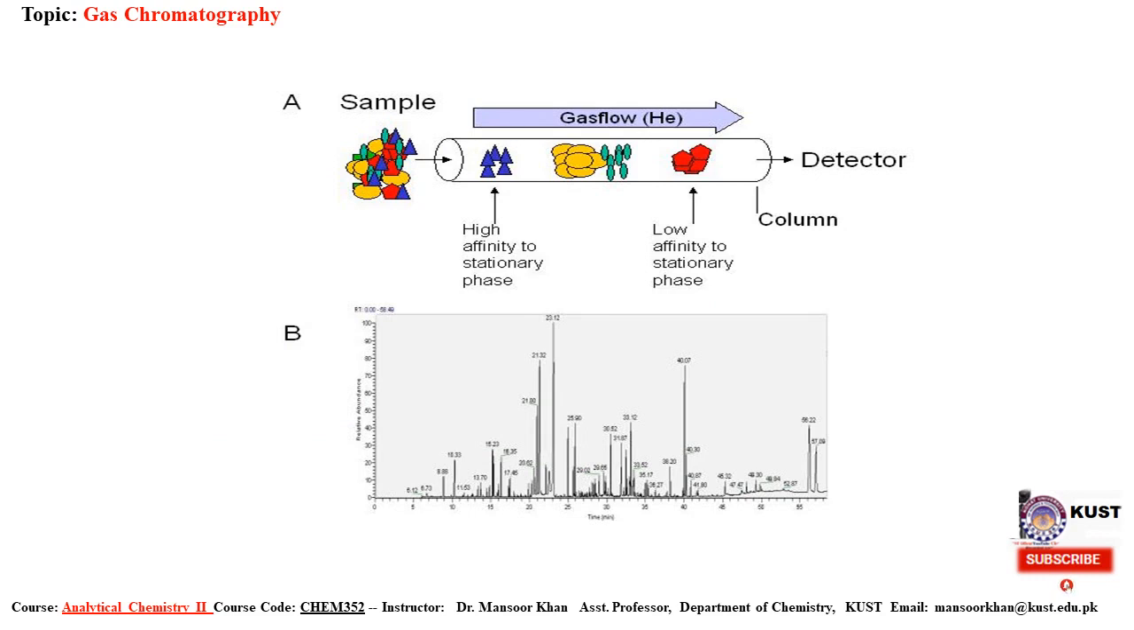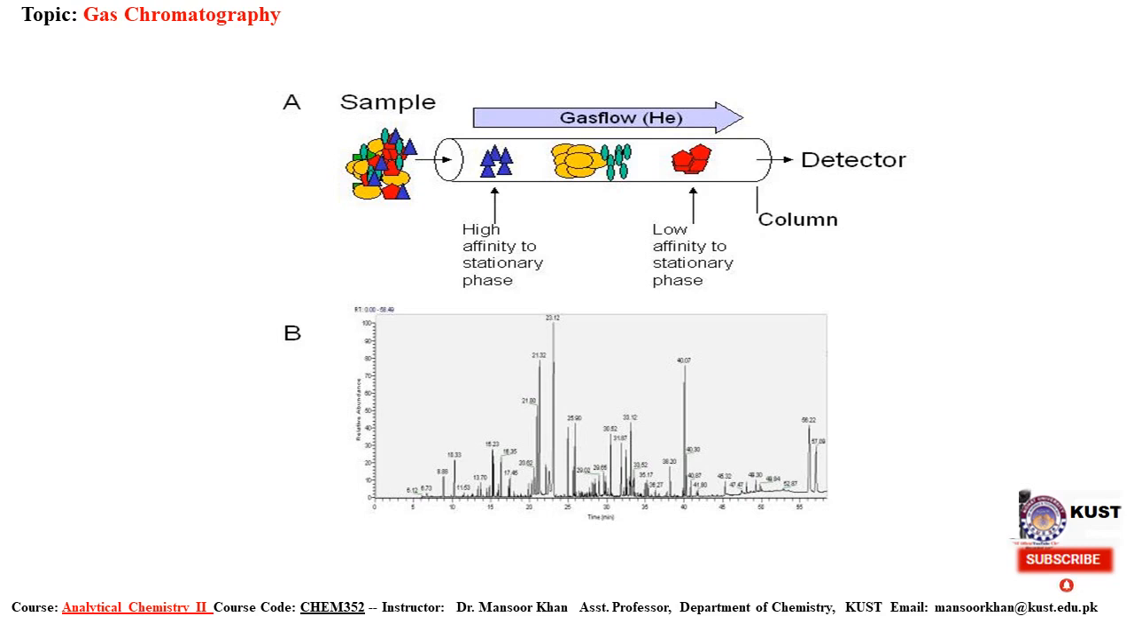This diagram shows the gas chromatography basic principle, its instrumentation, and also the gas chromatograph. The response of the detector is also shown in the form of a chromatogram, which is called a gas chromatography chromatogram. The sample is injected into the column of the gas chromatograph by using a suitable injection system.